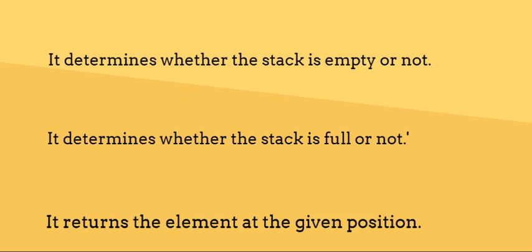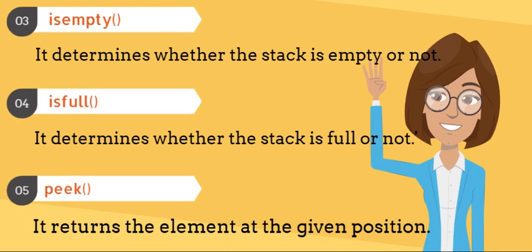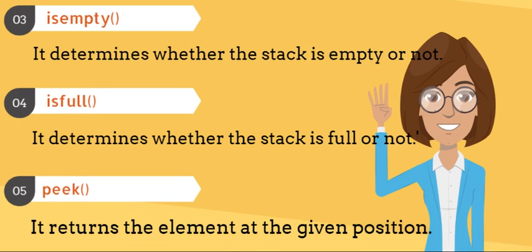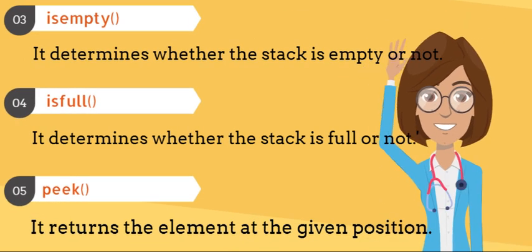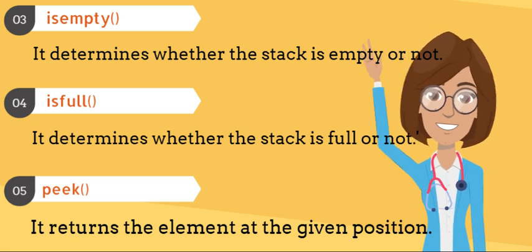Third operation is empty. It determines whether the stack is empty or not. Fourth operation is full. It determines whether the stack is full or not. Fifth operation is peek. It returns the element at the given position.